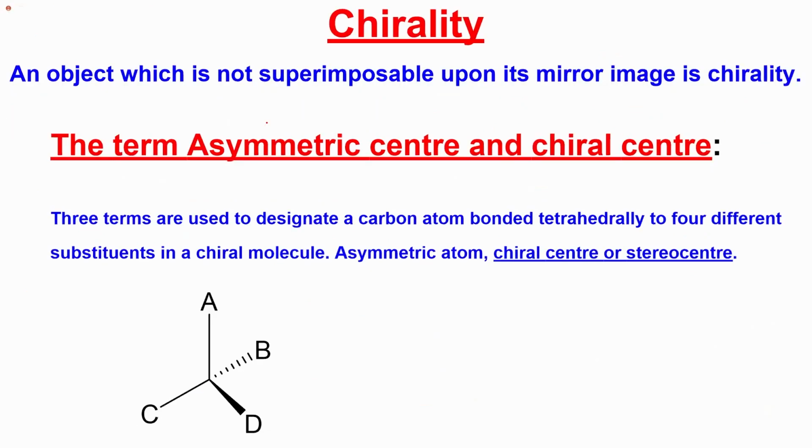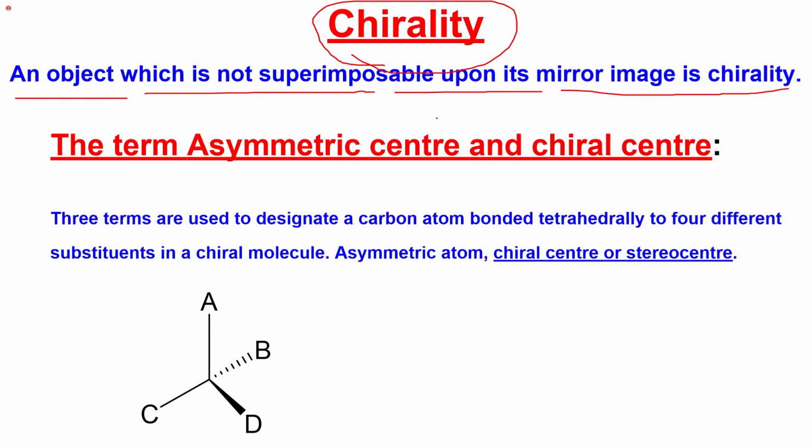Now we'll go to the next slide. So what is chirality? Now we'll discuss chirality. Chirality: an object which is not superimposable upon its mirror image is called chiral. We are slowly going into the stereochemistry in a little more depth. Now we'll use the terms asymmetric center and chiral center.